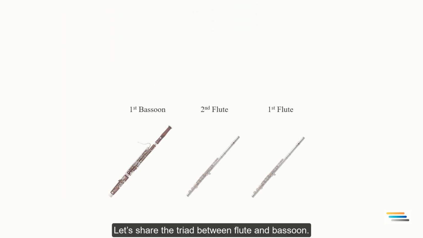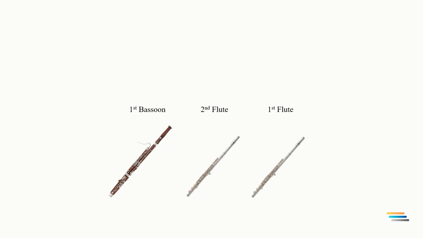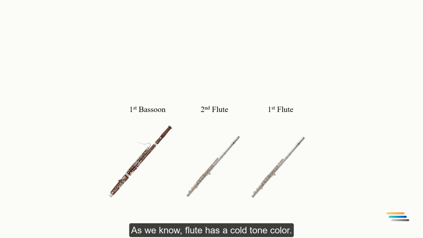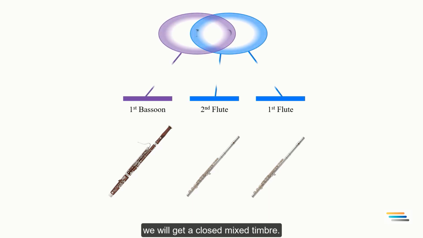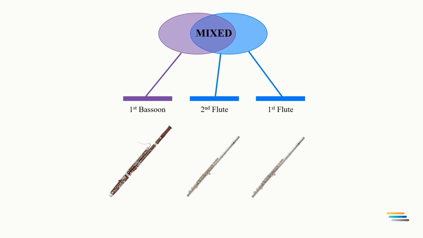Let's share the triad between flute and bassoon. As we know, flute has a cold tone color. Bassoon has a warm tone color. Since bassoon and flute are used in the chord, we will get a close mixed timbre.